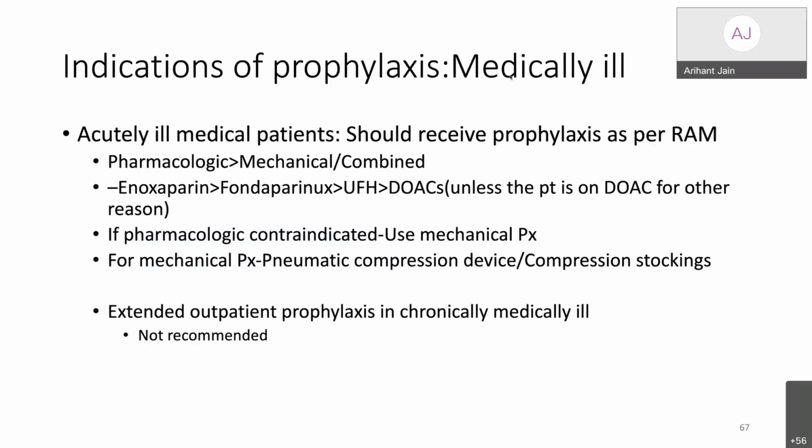Yes, sir. We can use scores like the Padua score for this prediction. Which score? Sir, Padua score. What is the Padua score used for? Where do you use the Padua score? That's what I'm asking. To decide if we should give anticoagulation in medically ill patients. Okay, so you use it in all your patients, right?